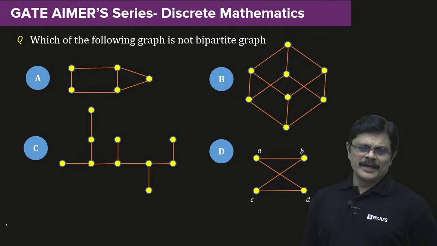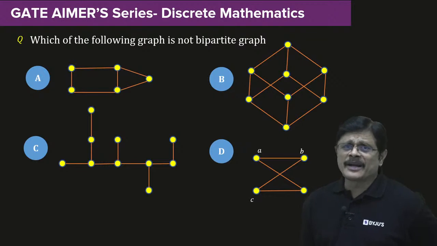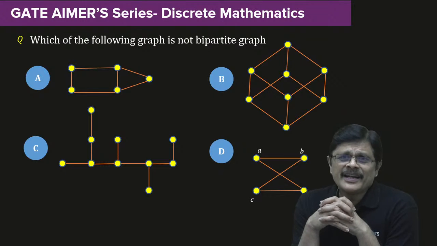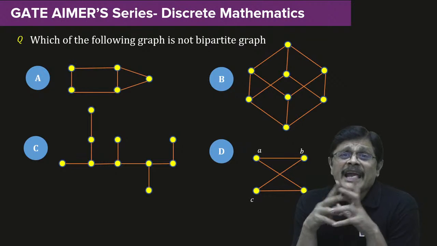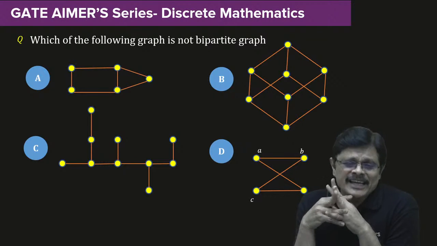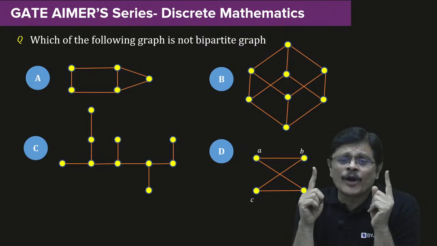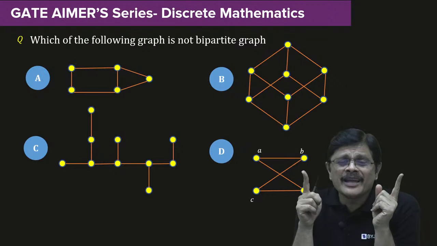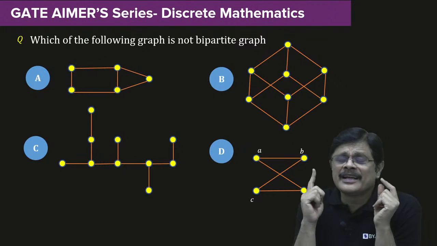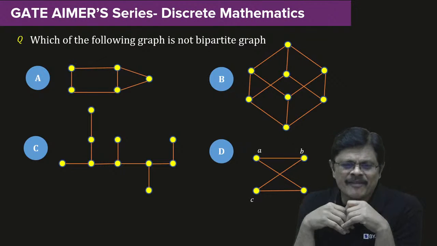Now look here. A simple graph is bipartite if and only if every cycle in the graph is an even cycle. That is, in the graph, even if you find one odd cycle, it cannot be bipartite, my dear friends.